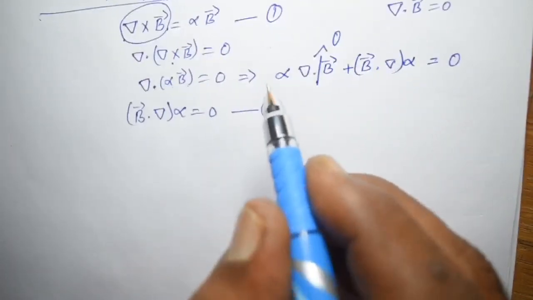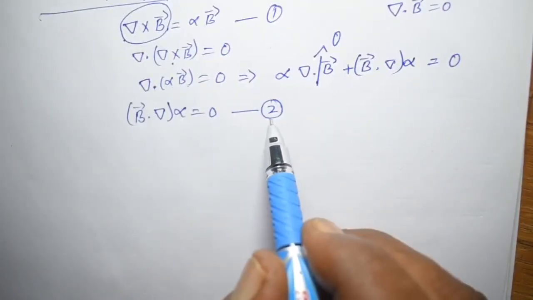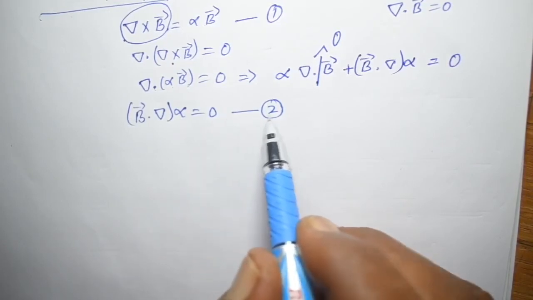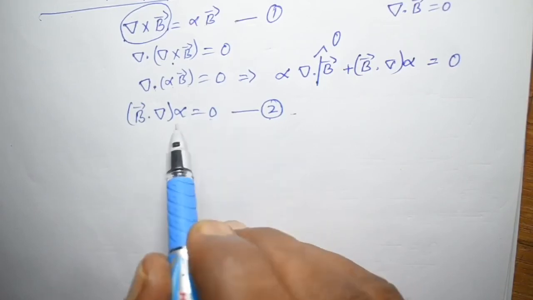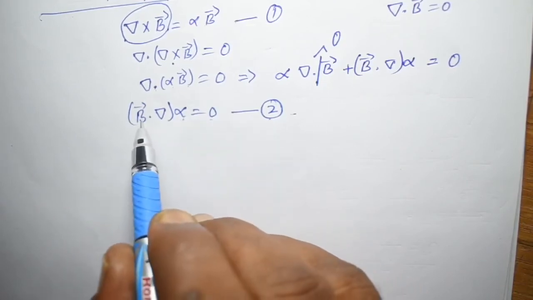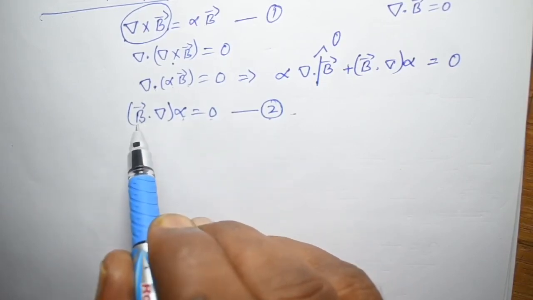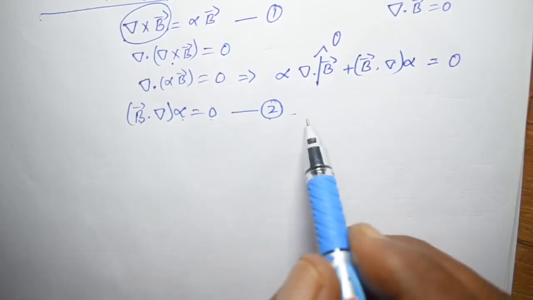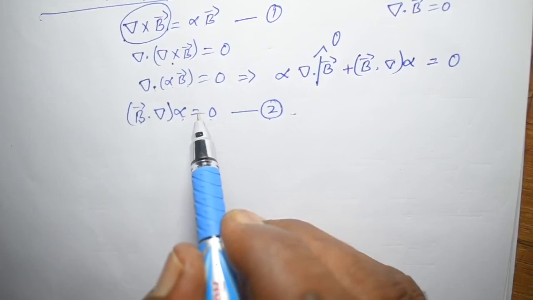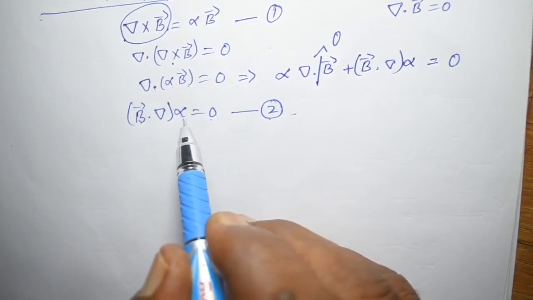This equation shows that alpha is constant along a magnetic field line. However, its value can change from one field line to another field line.